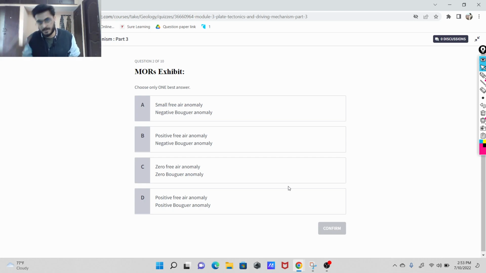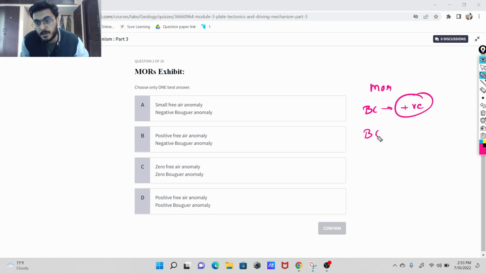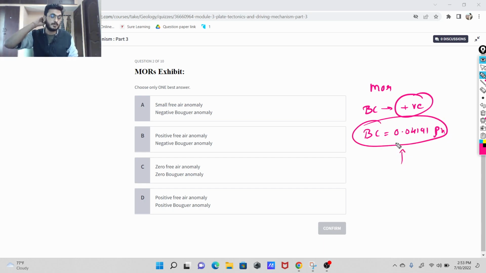In the MOR, the mid-oceanic ridges, we have a very small free air anomaly because the height is not that much from the sea level, and it will have a negative Bouguer anomaly. This is very important to understand, that in MOR the Bouguer correction is positive. So what is our Bouguer correction formula? 0.04191 rho h. If the Bouguer correction is very high, we subtract this Bouguer correction to calculate the Bouguer anomaly. So if this is very high, the observed gravity value will become very less in case of this.